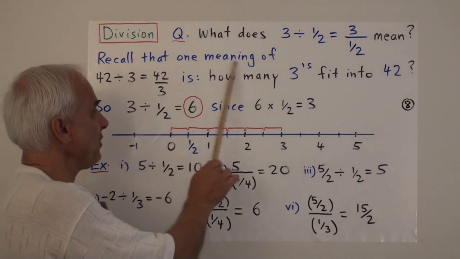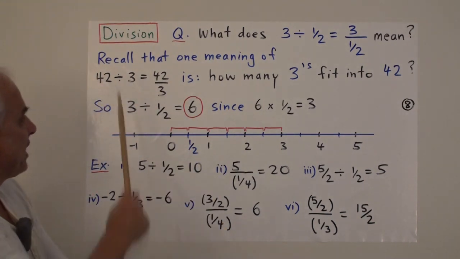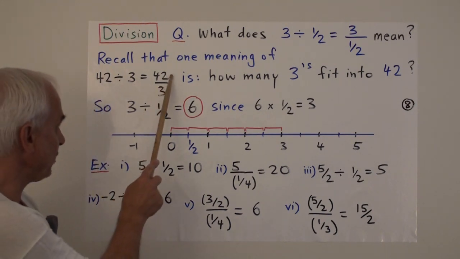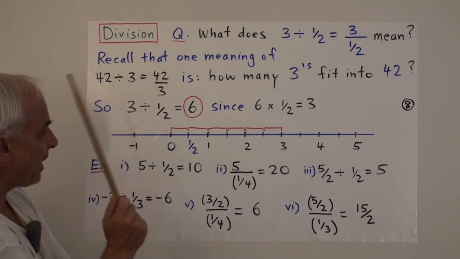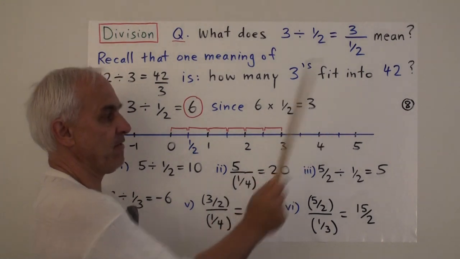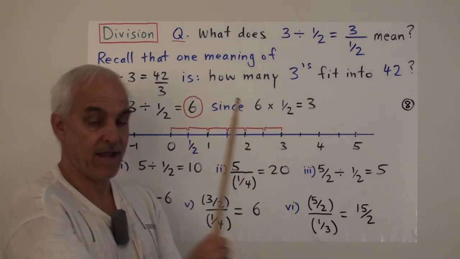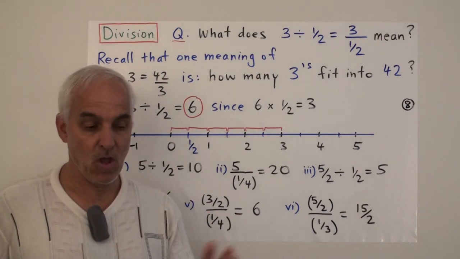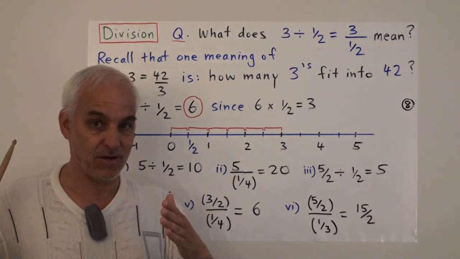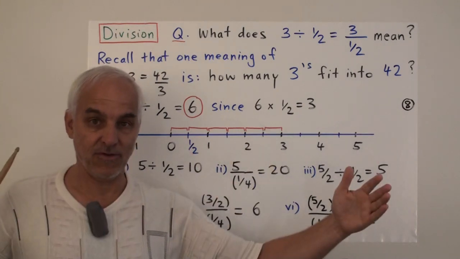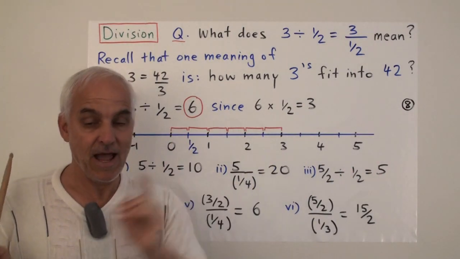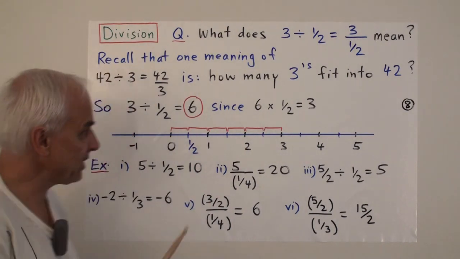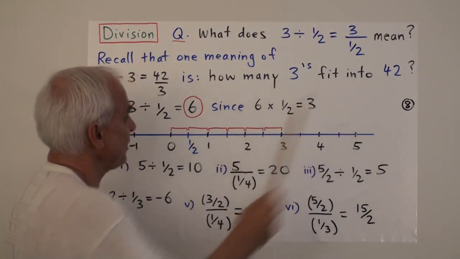Okay, so let me remind you that one meaning of, let's say something different, 42 divided by 3, is, how many 3's fit into 42? If I ask you what is 42 divided by 3, there are two possible interpretations. One is what happens when you divide 42 into 3 equal pieces. Another interpretation is how many 3's fit into 42. Let's look at this second interpretation.